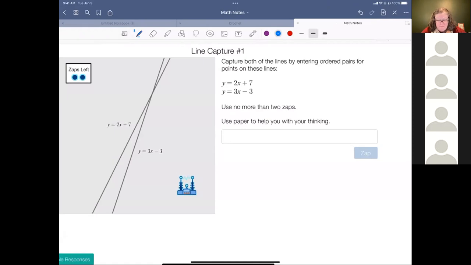If I'm saying that 2x+7 equals y, and 3x-3 also equals y, then those two things should equal each other. So I can rewrite this as 2x+7. Please write this on your paper with me wherever you've got some space. 2x+7 is equal to 3x-3.